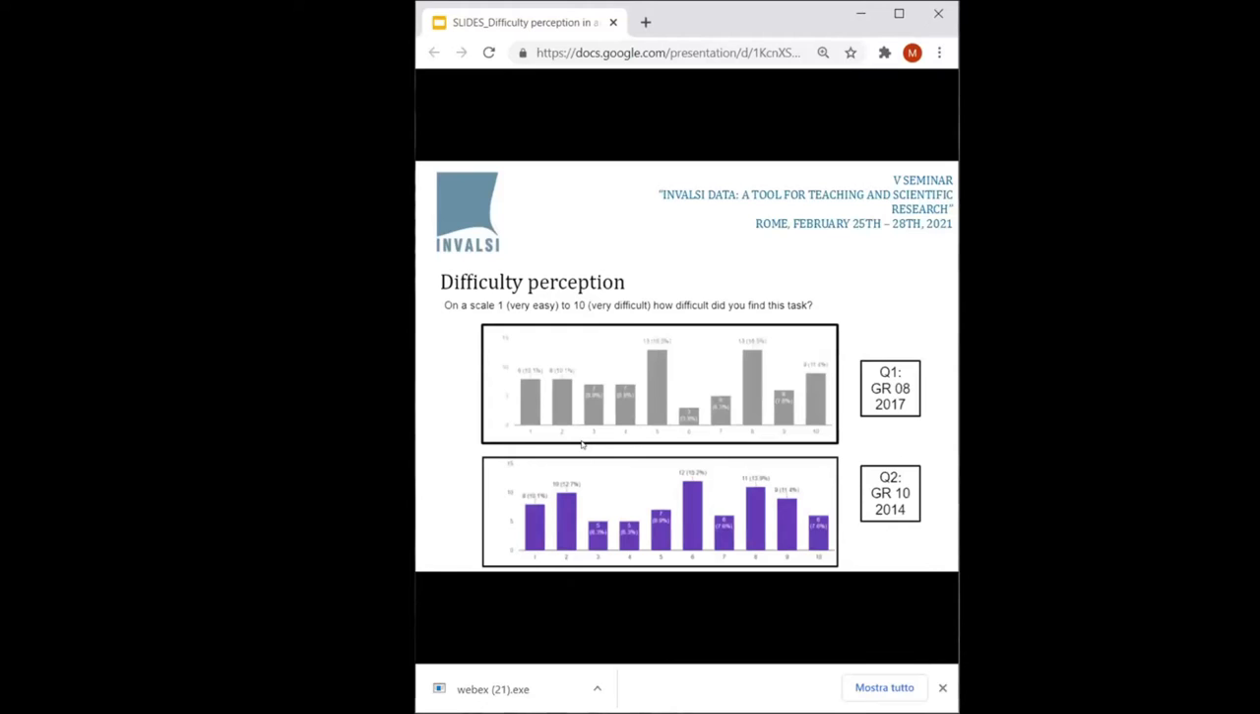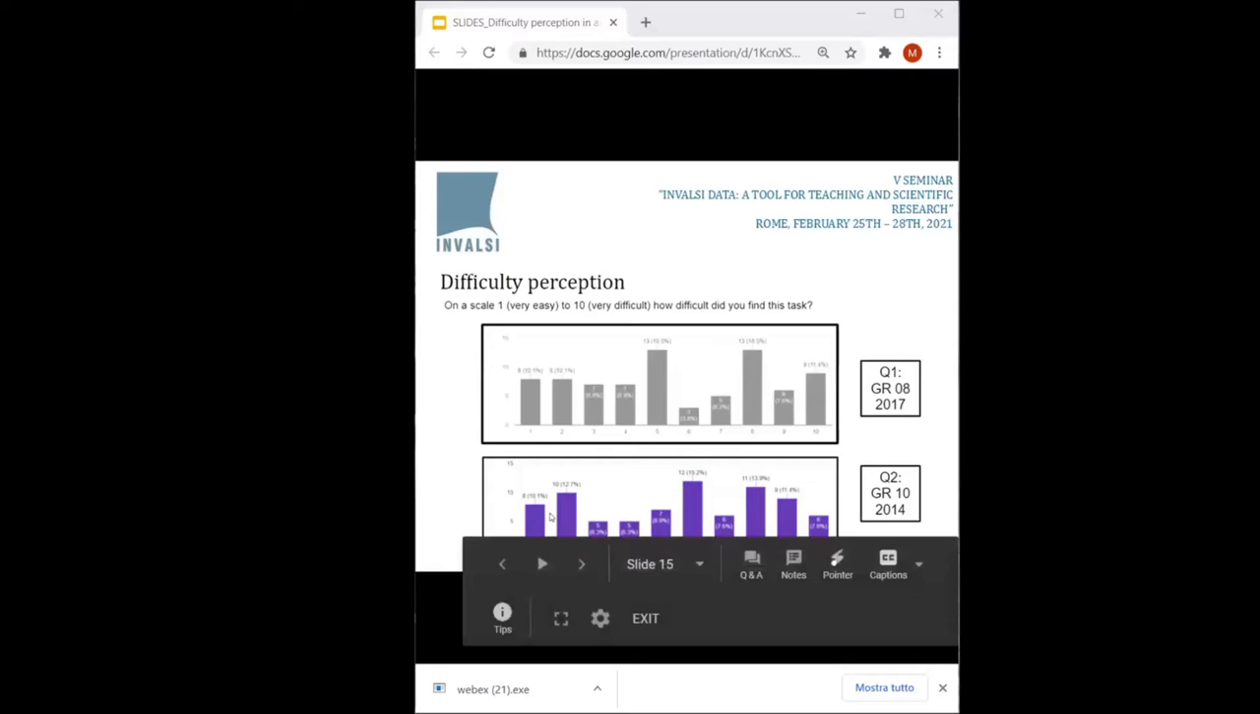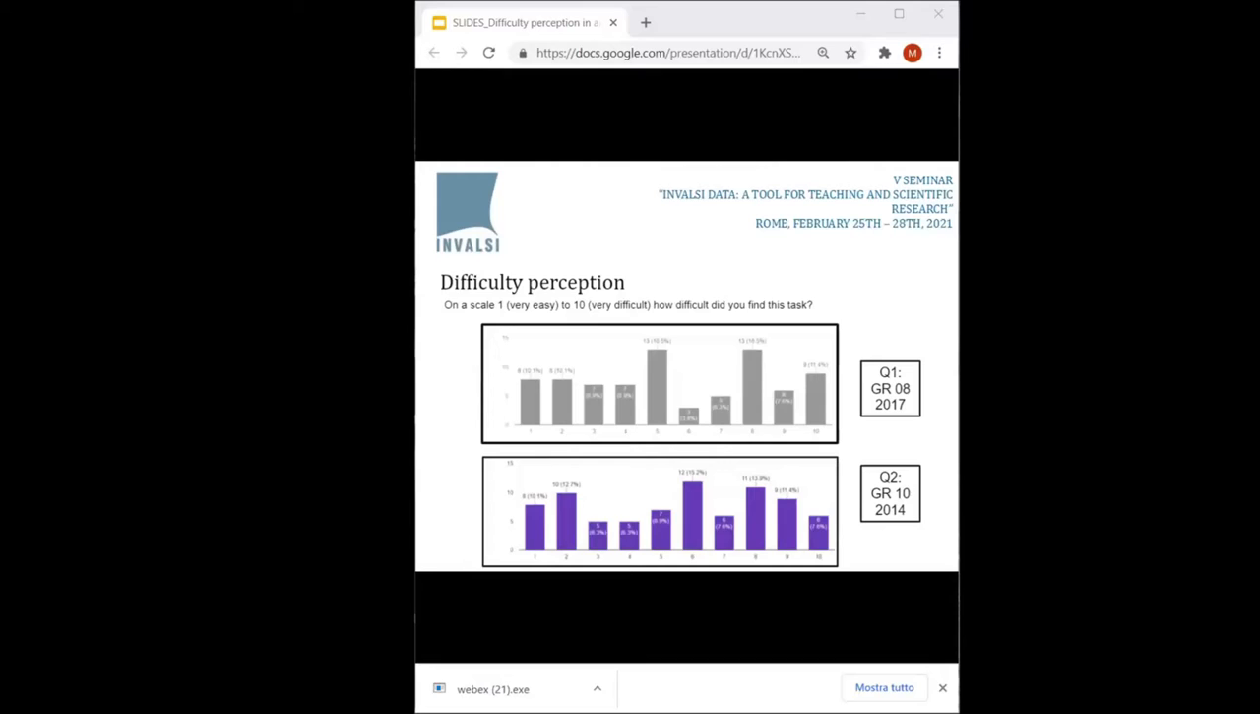Anyway, as Camilla already said, we focused on students' difficulty perception. After they solved the INVALSI tasks, we asked them on a scale from 1, very easy, to 10, very difficult, how difficult they found the task. And we can observe in this graph that there is not such a difference between the two graphs. The students' answers are distributed among all choice options, and the average is 5 in both cases. So there seems not to be such a difference between the difficulty that students perceive for these two INVALSI tasks.